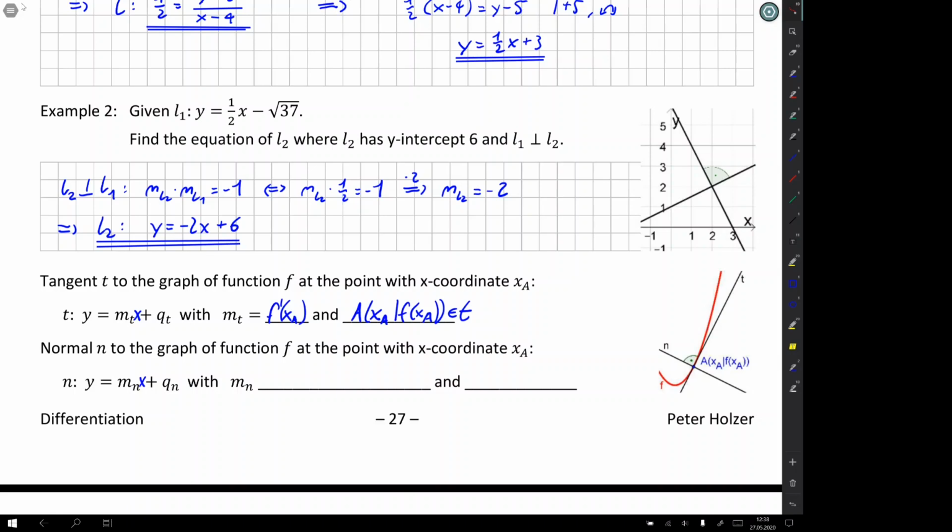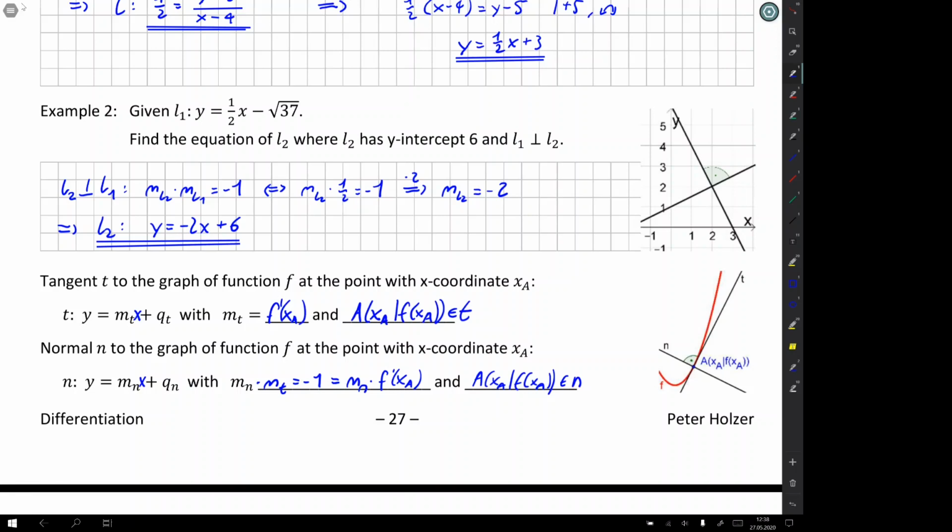The normal is a straight line, so we again use the ansatz y equals mn x plus qn, and we know now that this gradient mn, since the normal is perpendicular to the tangent, mn times mt has to be minus 1, and as we saw before, mt is just f dash of xa. And again, the point A, xa, f of xa lies on the normal, so it's an element of n.